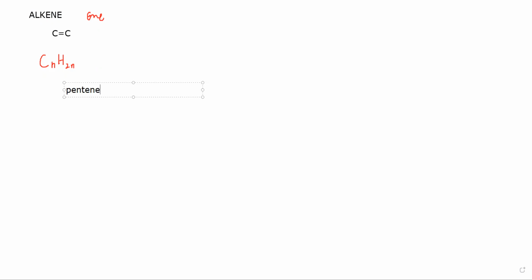So pentene, pent means how many carbons are there in pent? N means the number of the carbon. How many carbons are there in pent? If prefix pent is there, that is 5. So it means there are 5 carbon. So the formula for pentene will be C5 and H2N, and then N is 5. So it will be C5 and 2 multiplied by 5, that is equal to 10. So C5H10, that is pentene.